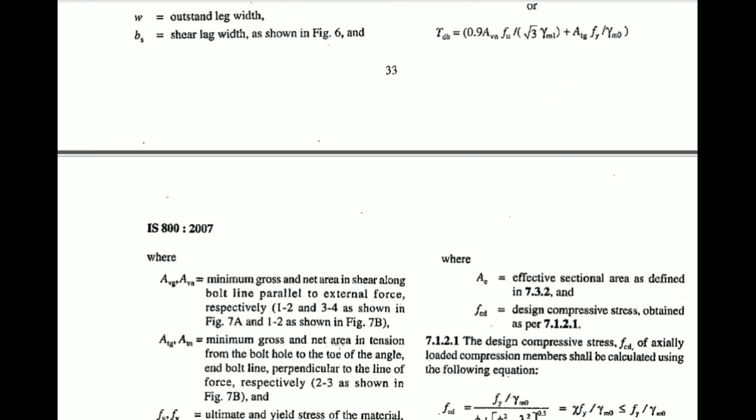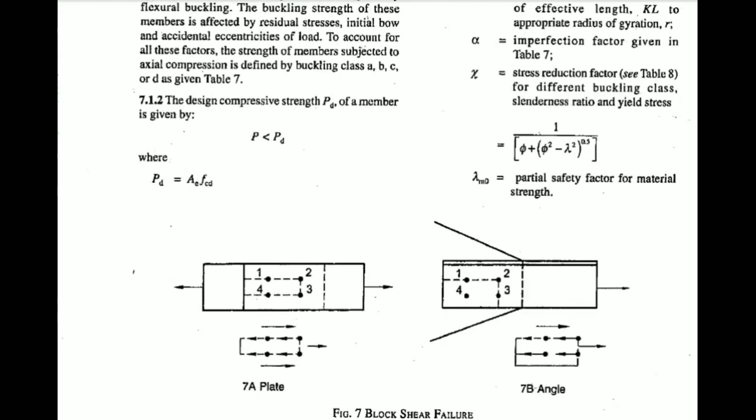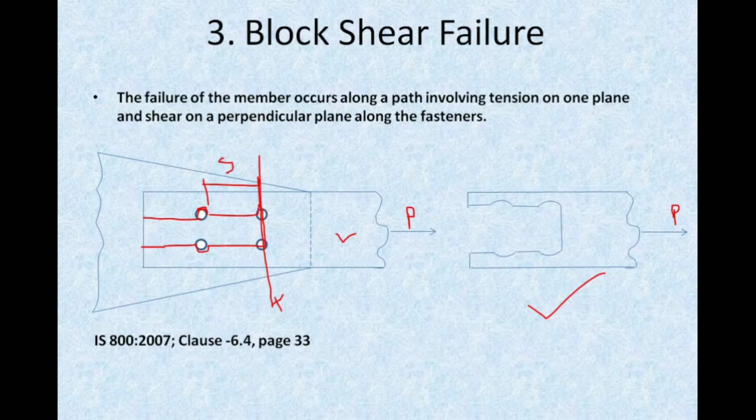Okay, and Atn, what are those? Minimum gross and net area in tension from the bolt hole to the toe of the angle, which is your 2 to 3 as shown in Figure 7B. This 2 to 3 is your tension plane. Okay, so that is your Atn, Atg. Okay, so this was your block shear strength.